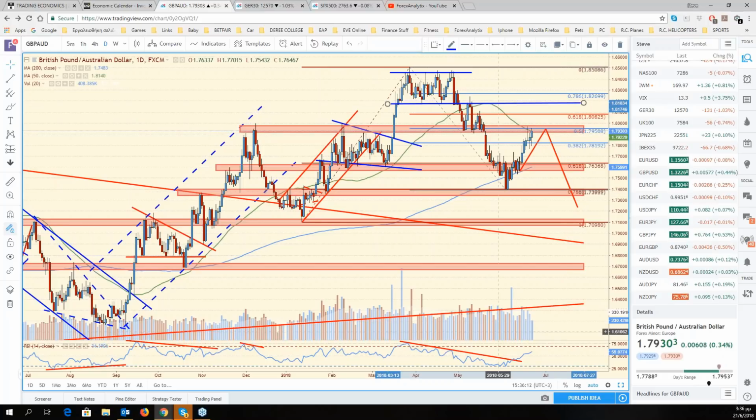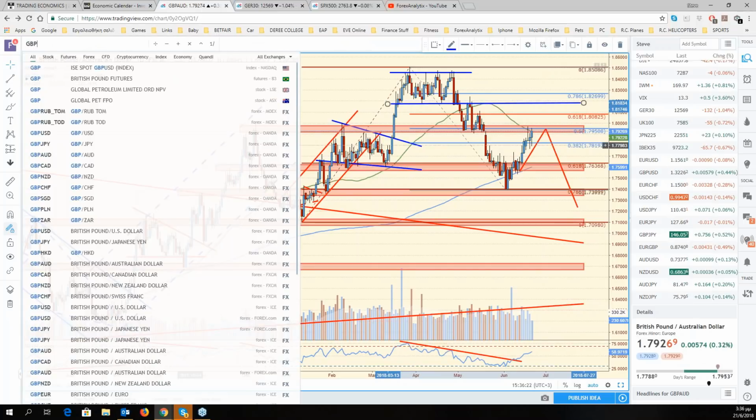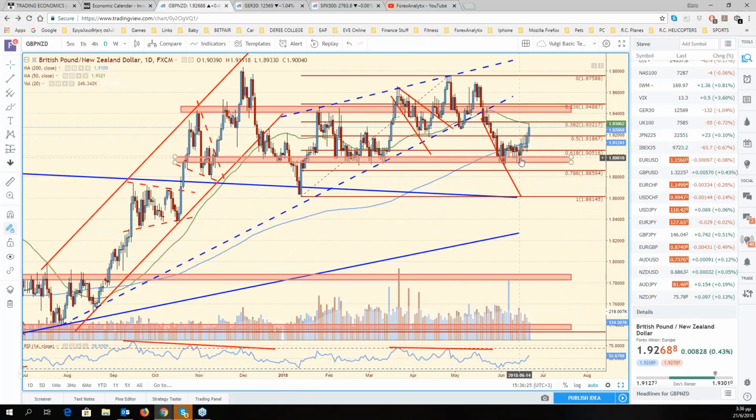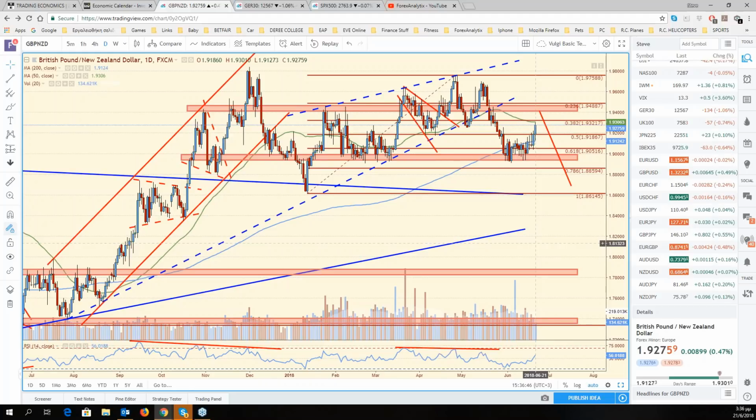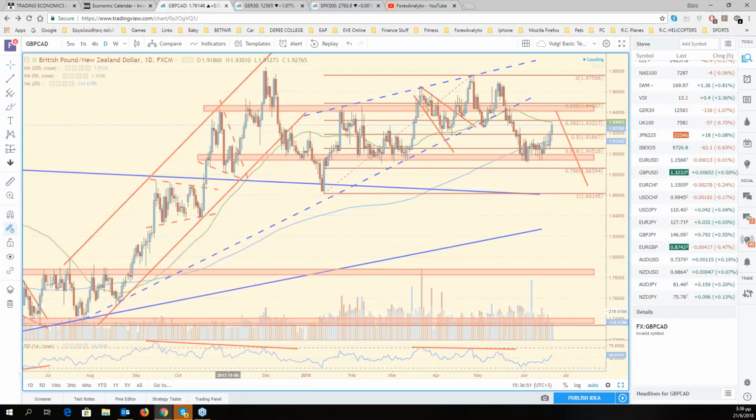So, pound Aussie, a very nice rebound. RSI also worked out the overbought conditions, but I would become quite more cautious here. Pound Kiwi, same situation. We saw a nice rebound from a quite significant area of support. In any case, as long as we trade below 194.50, I think seeing one more leg to the downside from somewhere there is a decent probability, right? So keep that in mind. Bottom line, I wouldn't be buying those pairs right here, right now.